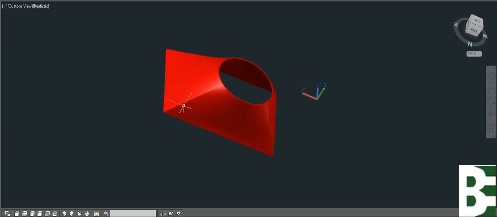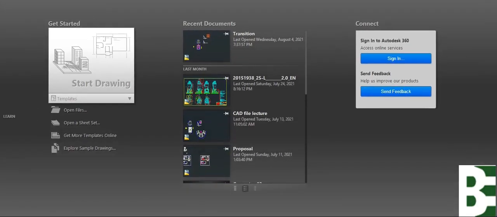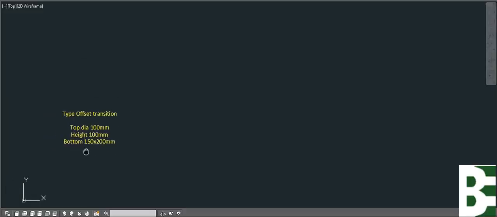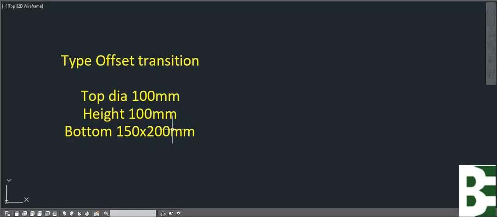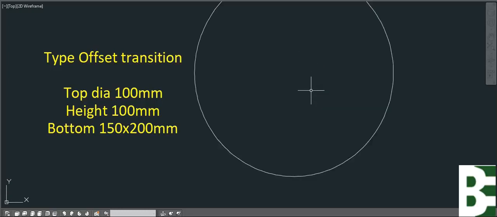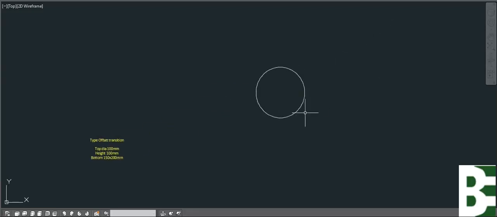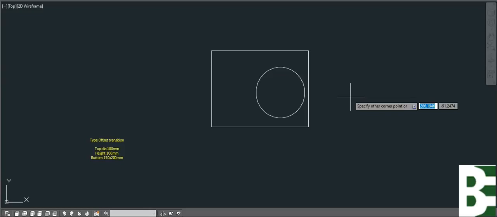In our previous video, we fabricated a segment for the normal transition piece. It was not the offset. Here I have some figures: the die, the height, and the bottom rectangular. Now I will draw. This is my top radius, and now the rectangular piece.